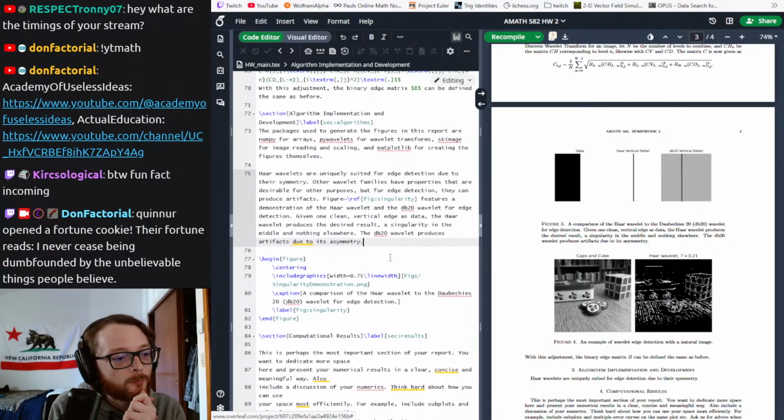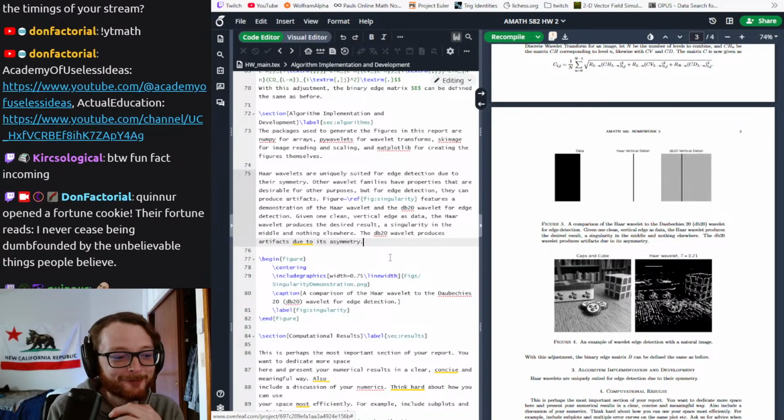I never cease being dumbfounded by the unbelievable things people believe. That's not a fortune, that's an opinion. What? Who would put that in a fortune cookie?